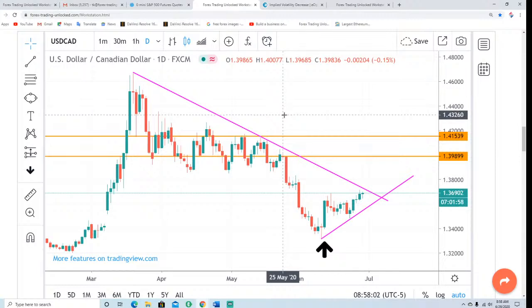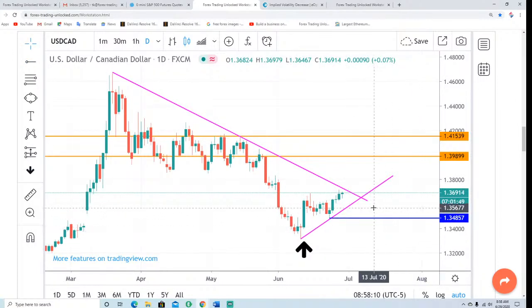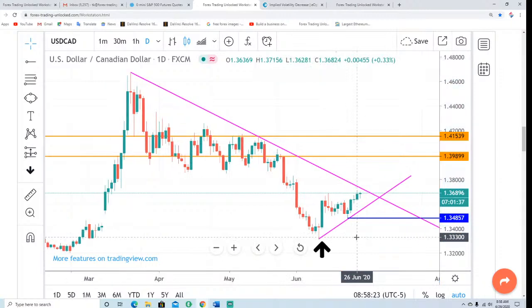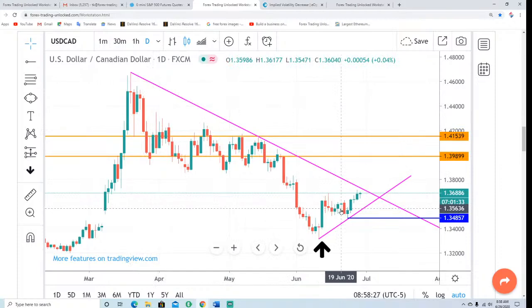Now, if we do see a failure from this low right here, let's put this ray right in here, that would have us on a negative bias. So be careful. Remember, we do still have this downward sloping resistance line here. Should we fail right here, we'll be testing this $34.85 in no time, and any failure from there will definitely have us back on the bearish campaign. Remember, the long-term trend here is bearish.